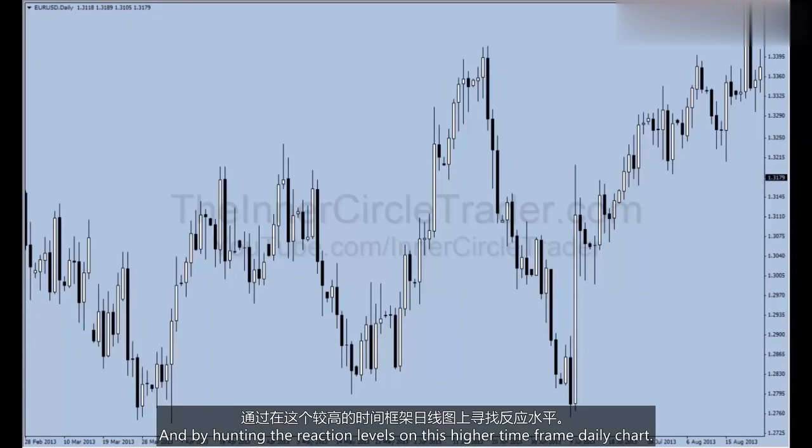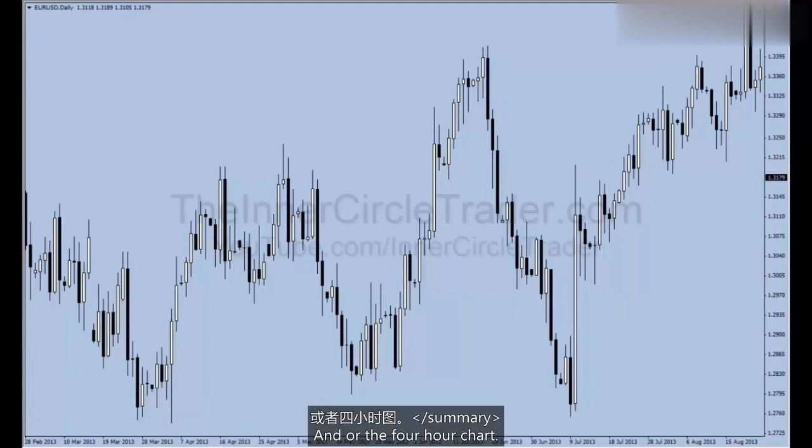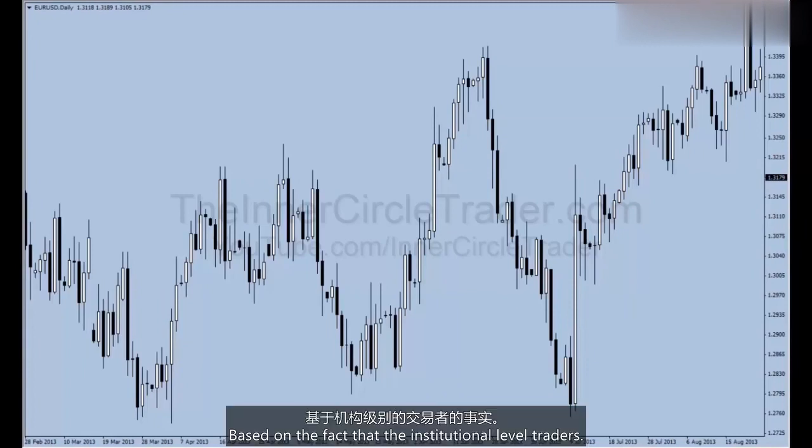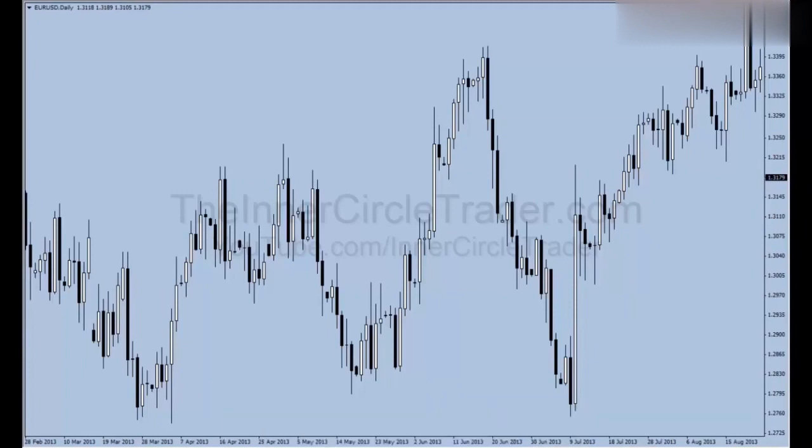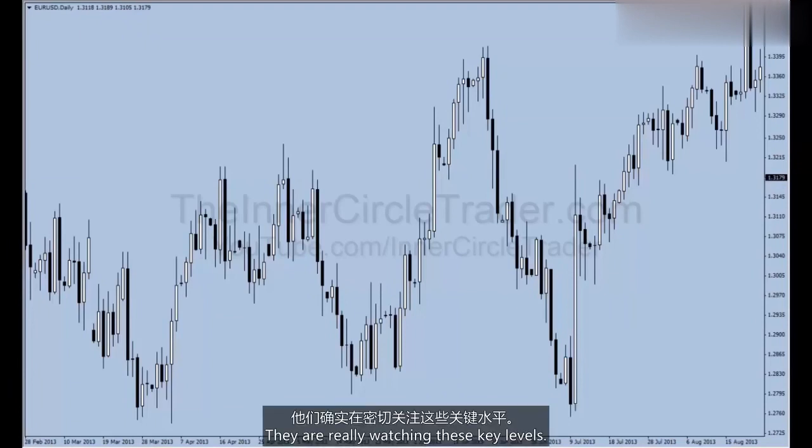And by hunting the reaction levels on this higher time frame daily chart and or the 4-hour chart, it really puts the odds in your favor, based on the fact that the institutional level traders, that means the banks, the large funds and such, are really watching these key levels.